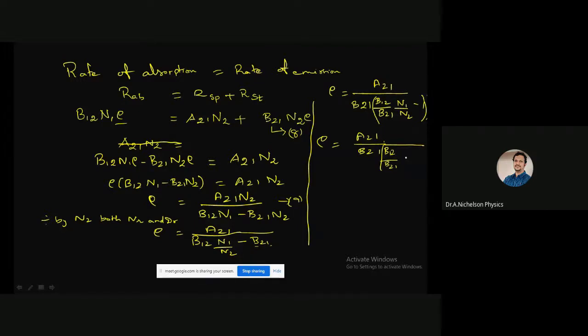So N1 by N2 as we derived at first, that is e power h nu by kT. Exponential of h nu by kT. Okay, so that's what we have derived at first. Minus 1.